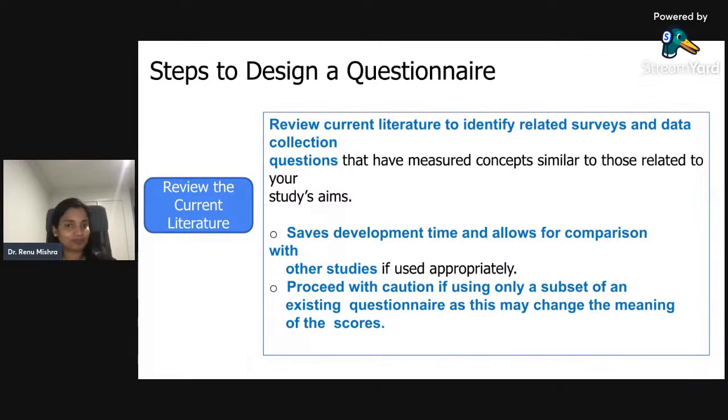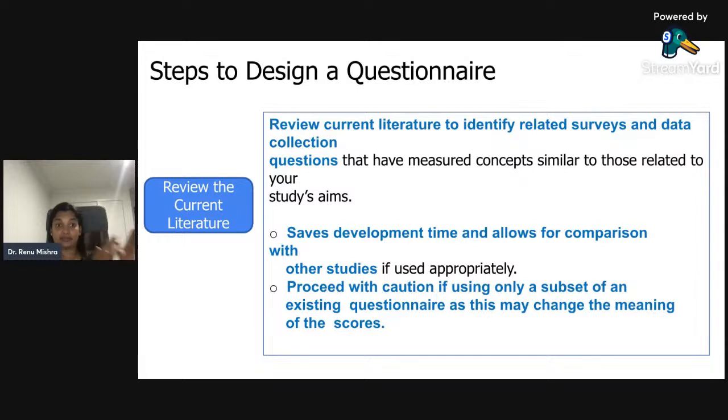Next, the current literature review. The sad part is that this is one of the most important steps in research, but it is majorly ignored, because these days literature review is understood as: we'll just google our topic, find a couple of papers out of it, and the literature review is done. No, it is absolutely not. If you want to do a good literature review, then go for current literature having related kinds of surveys and related kinds of data collection questions.